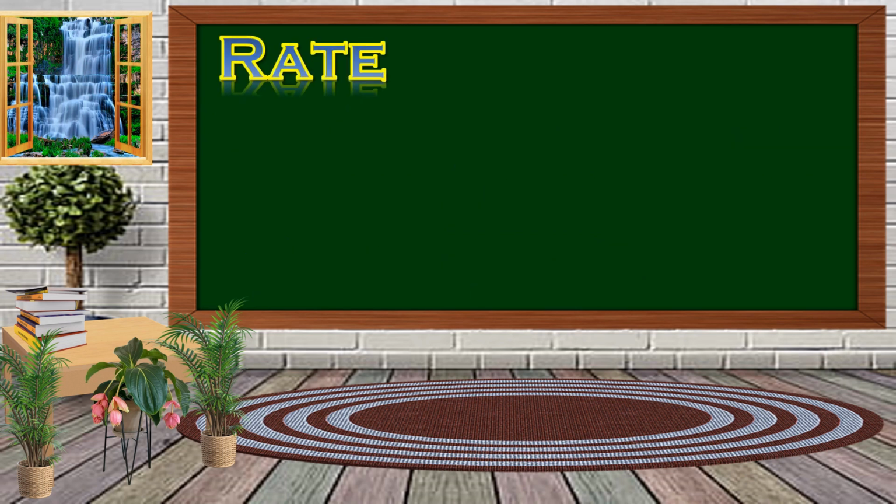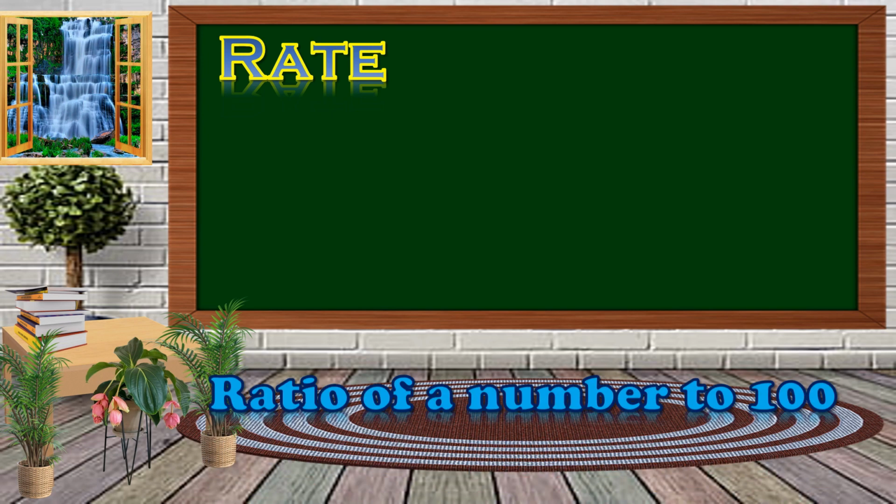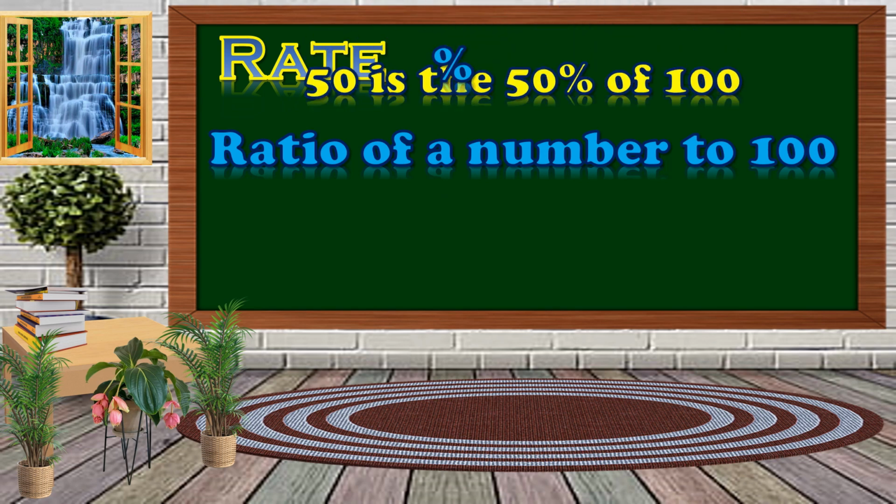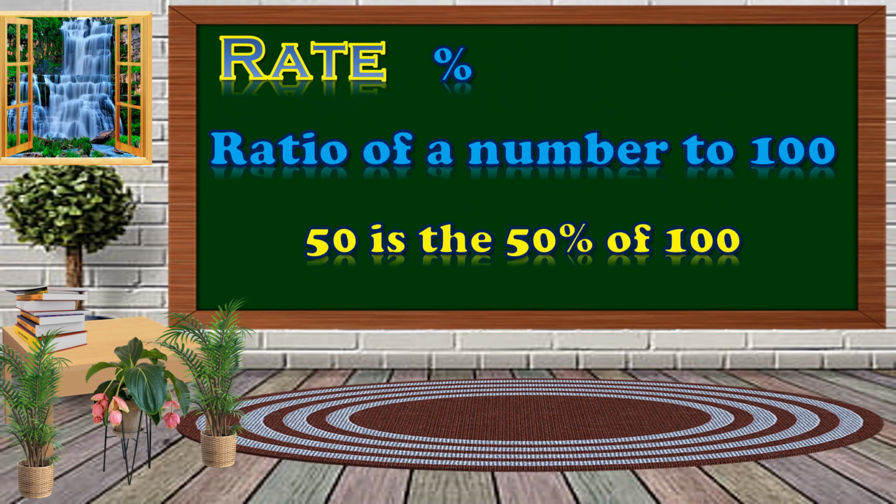So how about rates? When you say rate, this is a ratio of a number to 100. When you say rate, we are talking about the symbol percent. For example, 50 is the 50% of 100. So meaning that 50% of 100 is 50.